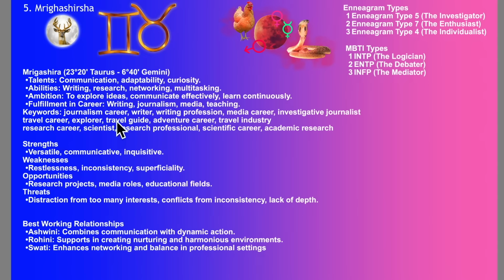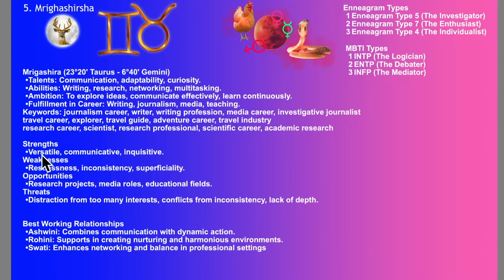Research career, because it loves to explore stuff. Research is another dominant aspect. Research career, scientist, research professional, scientific career or academic research. These are other keywords to use when you're talking of career. We shall see when we come to Enneagrams and MBTI types for this, which one is matching. Because essentially we are trying to bridge Enneagram matching to Nakshatra or MBTI matching to Nakshatra, or all three of them would be the best choice.